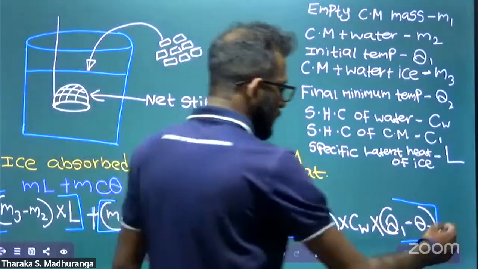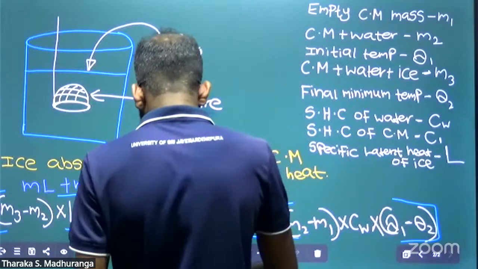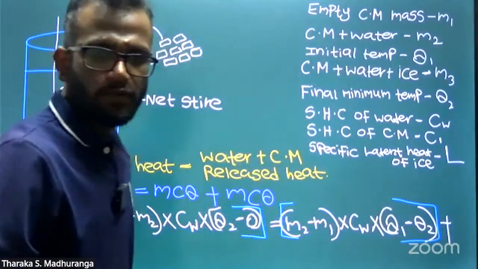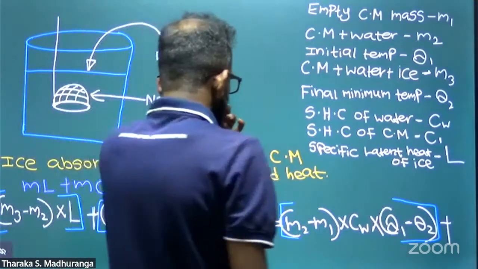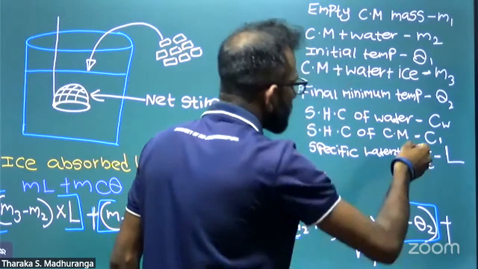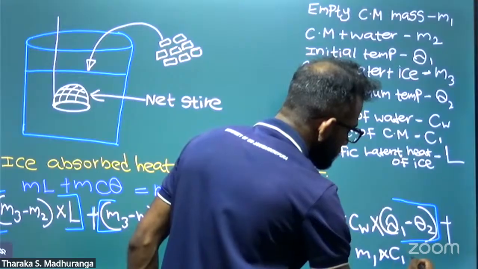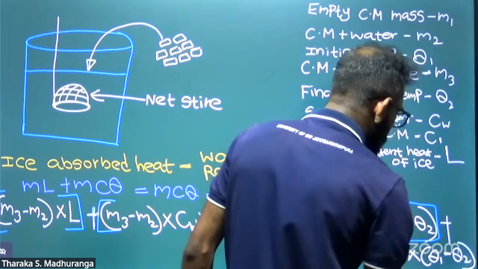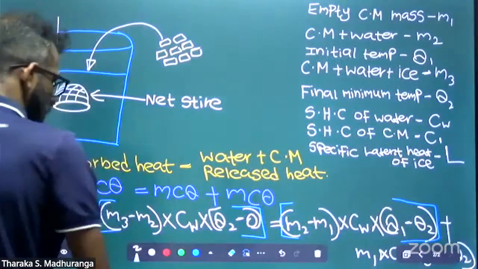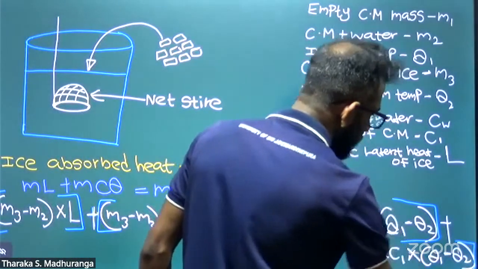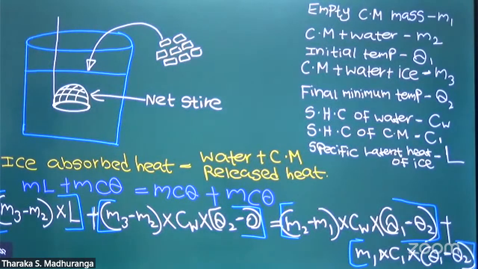Okay, then plus, I will write here in the final line, the calorimeter absorbs heat: calorimeter mass m1, specific heat capacity of calorimeter C1, temperature difference the same, theta 1 minus theta 2. Okay, this is it. If any doubt, you can ask. Understood?